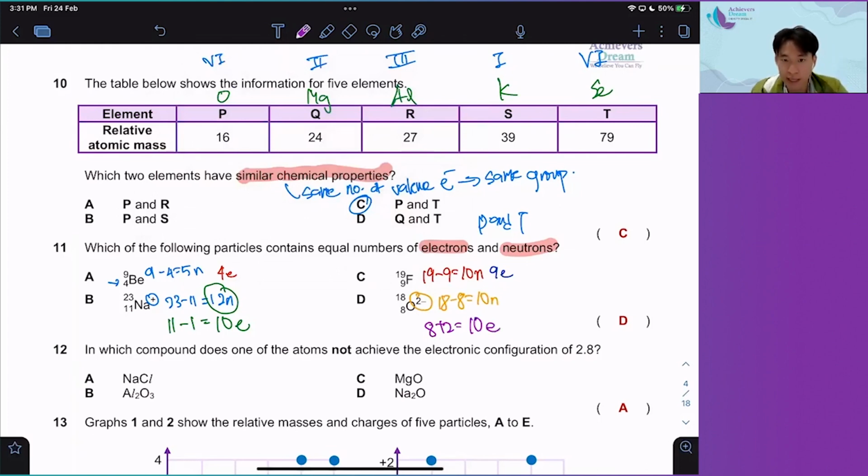Okay, so in this case, O2 minus has equal number of electrons and neutrons. Okay, so 10 neutrons and 10 electrons. So the answer will be D.